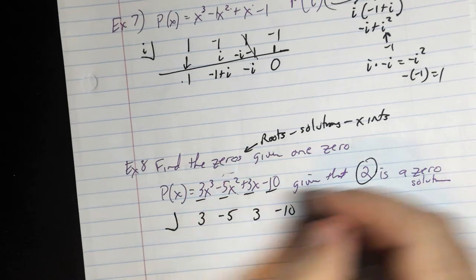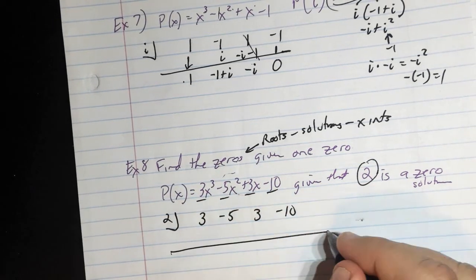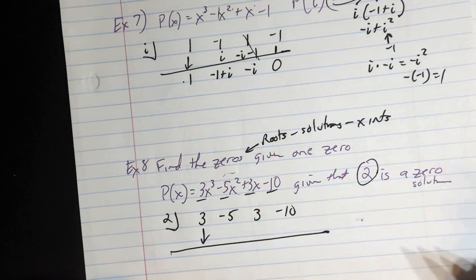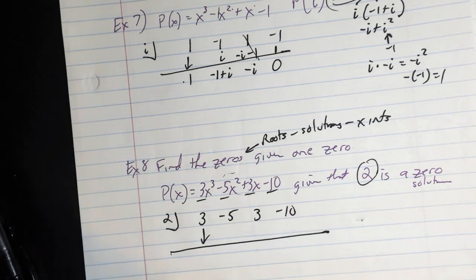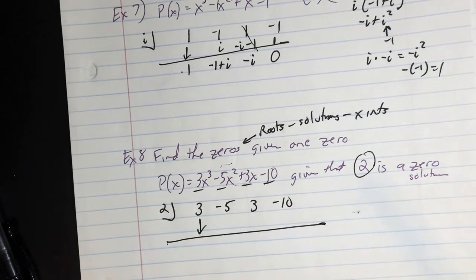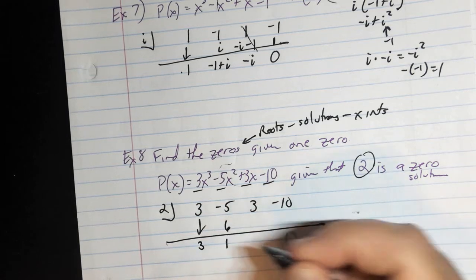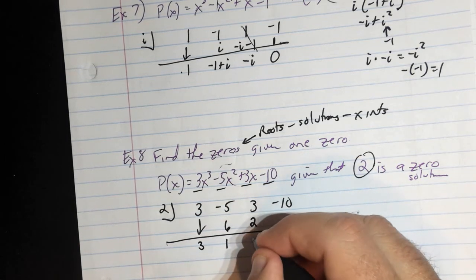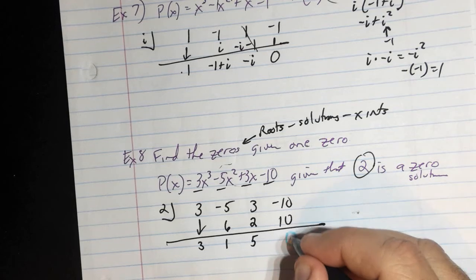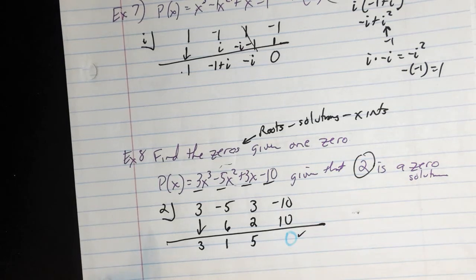And in the box, we're going to put the 0 that we know. Now, what does it mean to be a 0? Technically, what it means is this: if this is truly a 0, when I run it through synthetic division, I'm going to get a 0 right there. Okay? So let's see. Put a 3 here. That's going to be 6. We're going to add. That's going to be 2. We're going to add. That's going to be 10. And we get 0, because it is a 0.